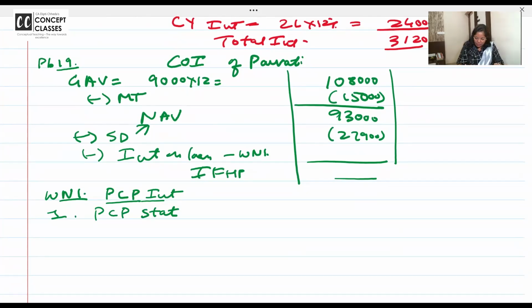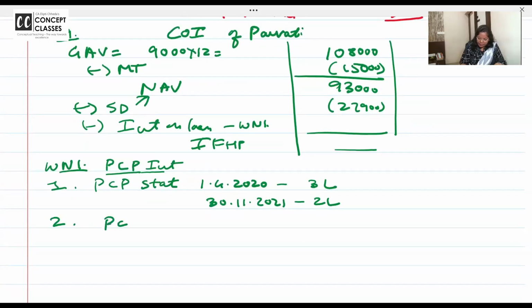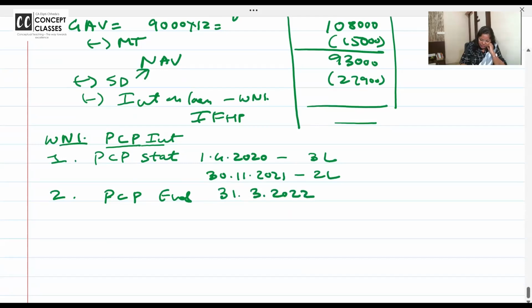The construction period starts on 1st April 2020 for 3 lakh, and for 2 lakh the pre-construction period starts on 30 November 2021. The pre-construction period ends. This time there are 2 loans. When the construction is completed in November 22, so 31st March 2022, the pre-construction period is completed.